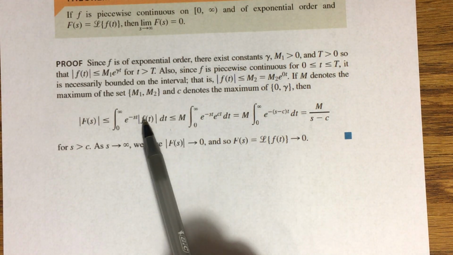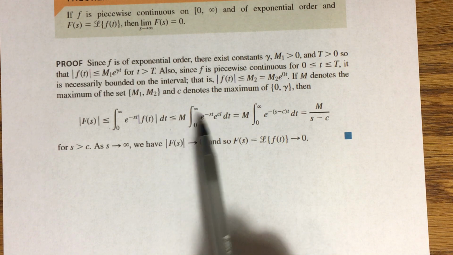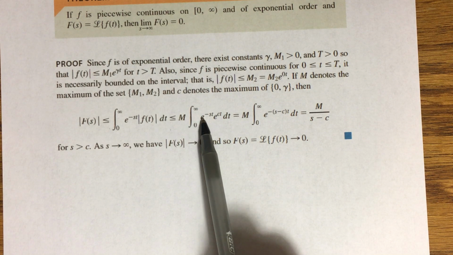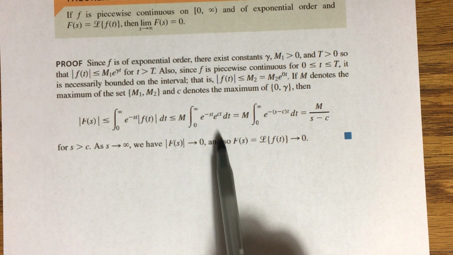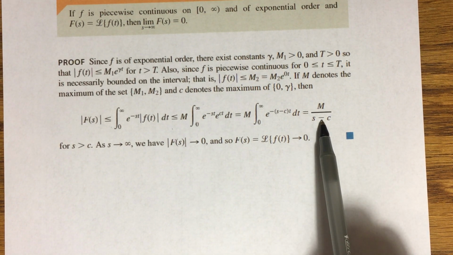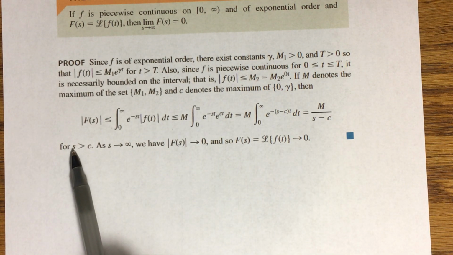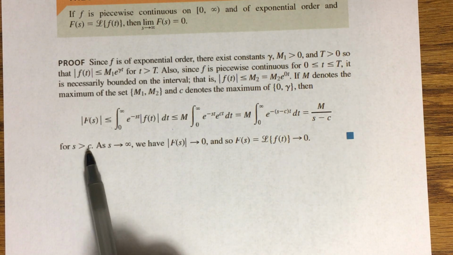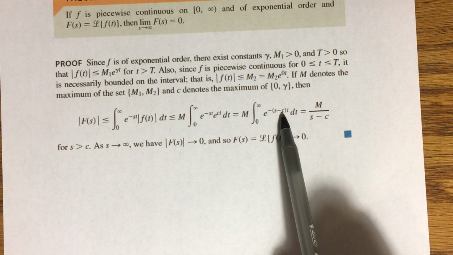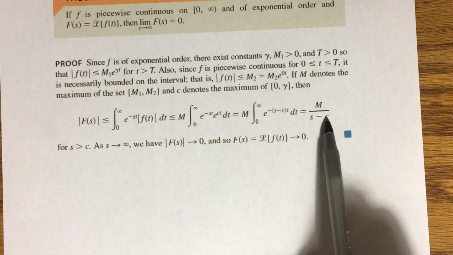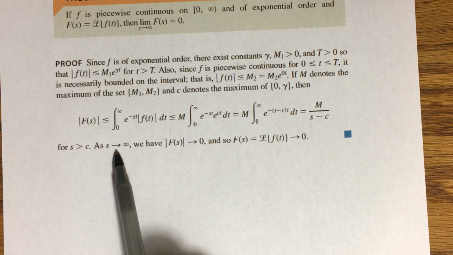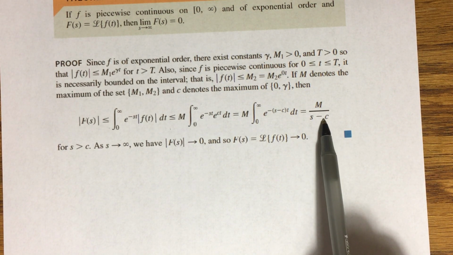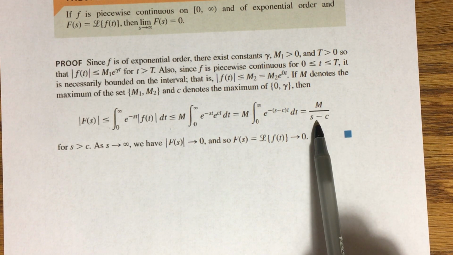So putting that in here creates this next inequality. This is less than or equal to M, which is a constant, so we pulled that out, e to the negative st, e to the ct. Combining those and evaluating that integral using a choice of s that's greater than c, so putting this restriction on s is greater than c, to make this integral converge, we get capital M over s minus c. Okay, now as s goes to infinity, because both M and c are constants, the denominator is going to go towards infinity, which shrinks this entire thing down to 0.